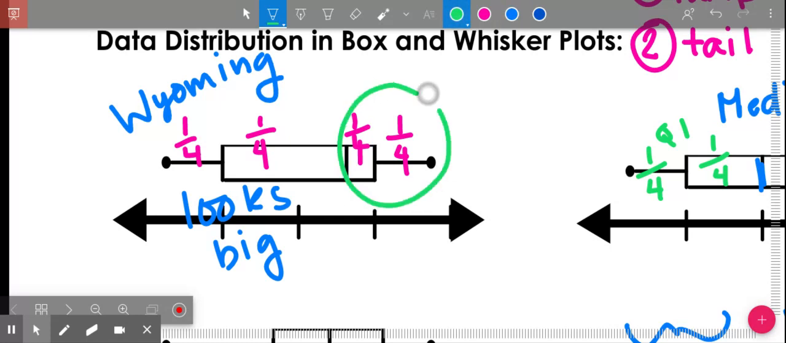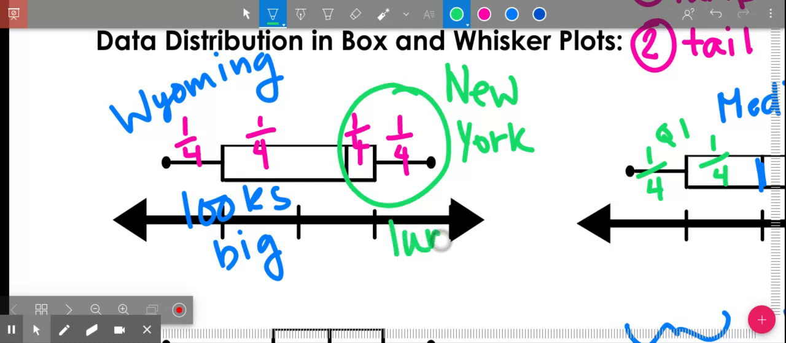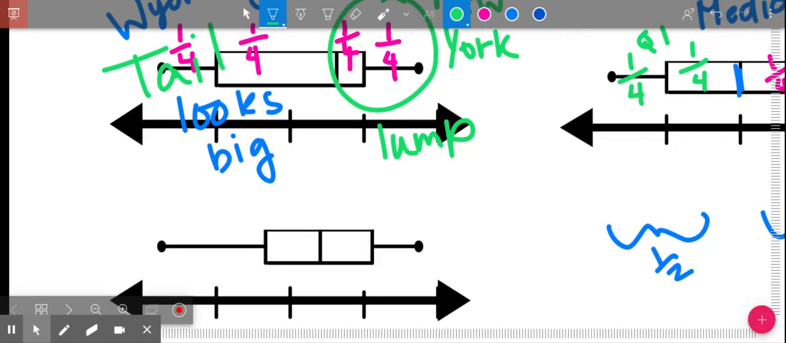On the other hand, over here, I've got the same amount of data, but it's packed in tight. This is like concentrated, like population, like New York, where everyone's packed in like sardines. So what you need to realize is that even though the left side of this looks big, you actually have a higher concentration of data over on the right-hand side. So this one has a lump on the right and a tail over here on the left on the Wyoming side. So this one is actually skewed left.